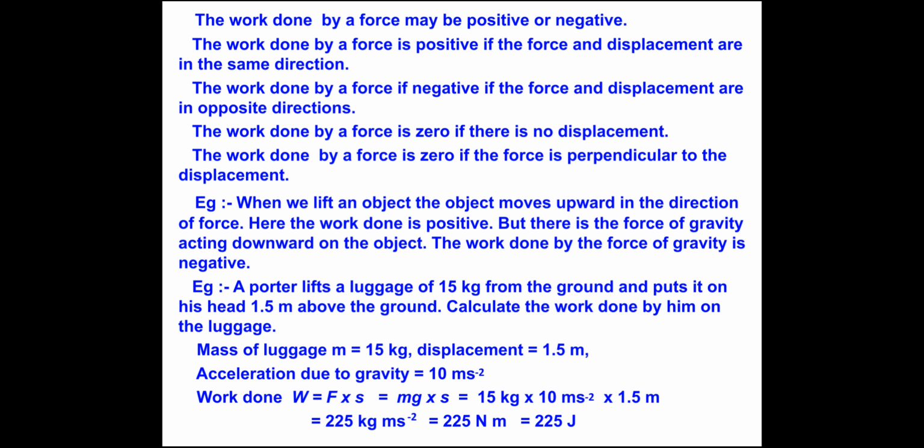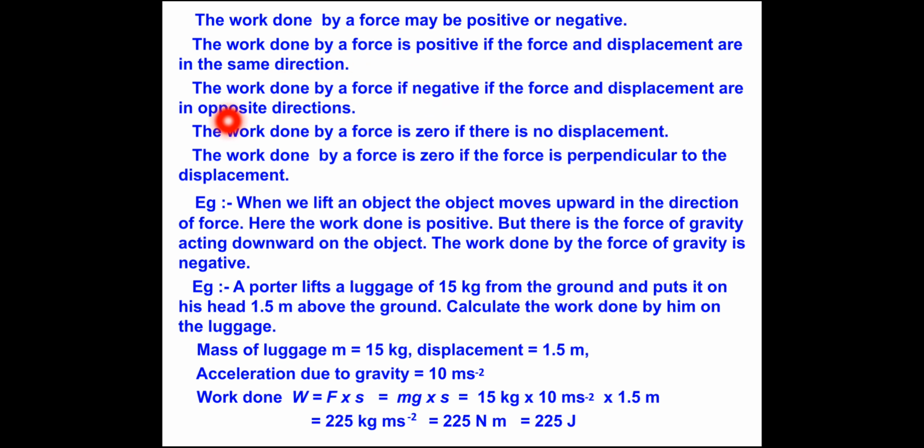So here the work done by a force may be positive or negative. Yes, work done can be positive or negative. But when can we say the work done is positive? Very simple. Work done is positive when the force and displacement are in the same direction. And work done is negative when the force and displacement are in opposite directions. This is most important. When the force and displacement are in opposite directions, work done is negative. And when force and displacement are in the same direction, work done is positive.